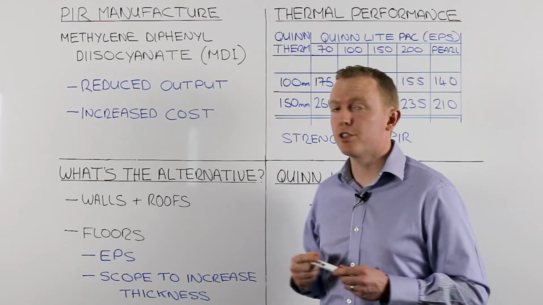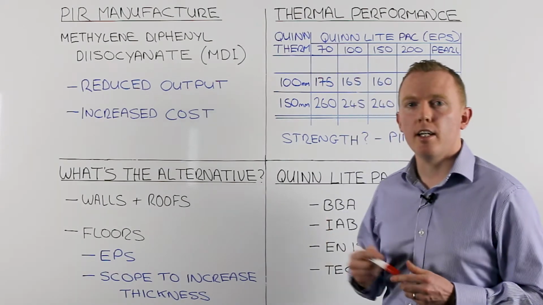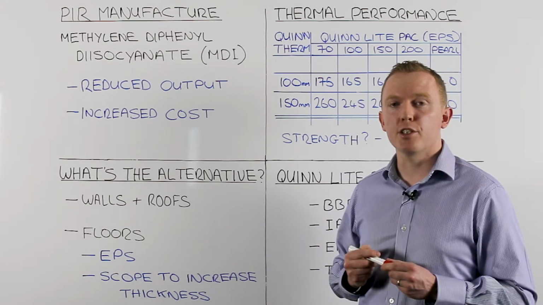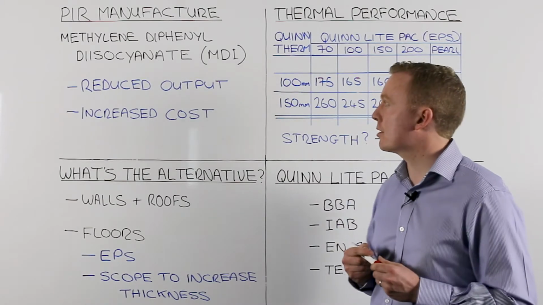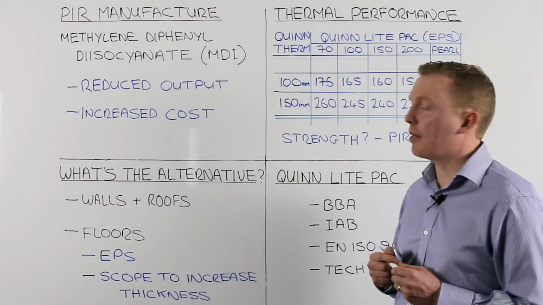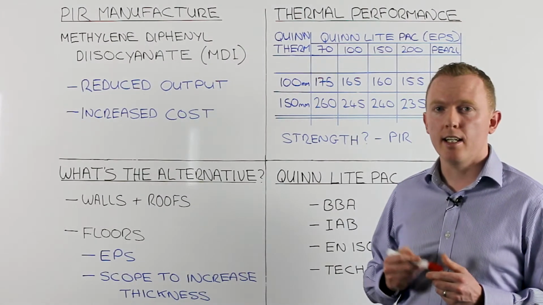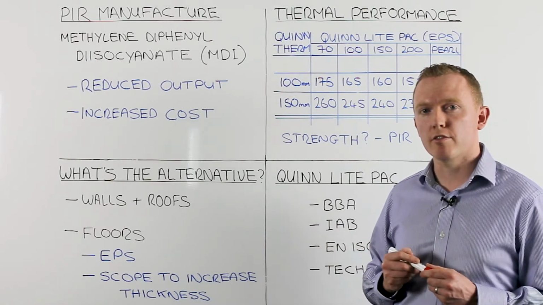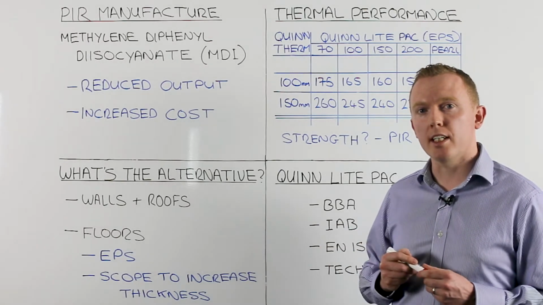Firstly, reduced output. If less MDI is available to PIR manufacturers, then they can produce less product, so output is reduced. Secondly, increased cost. As MDI is currently in high demand, it's commanding a higher price, and this has a knock-on effect on the production costs for PIR insulation and ultimately a higher cost for PIR insulation on the market.